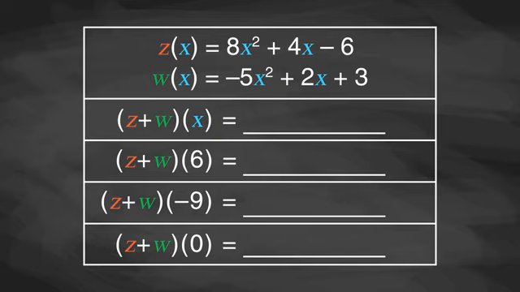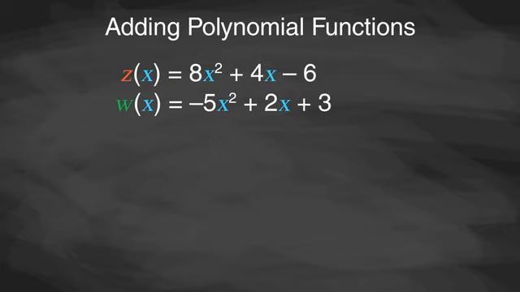Complete the table by adding the polynomial functions. Then evaluate the sum for each given value. To add polynomial functions, you need to combine like terms.